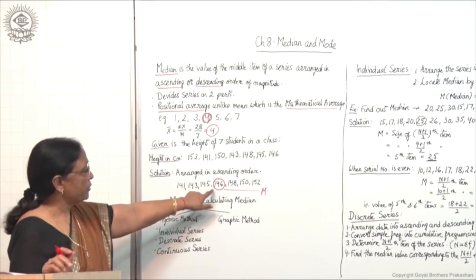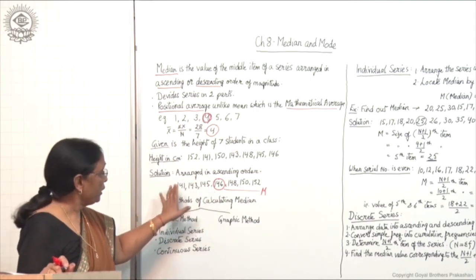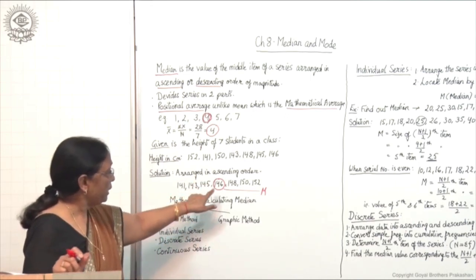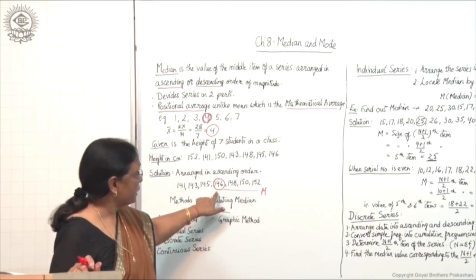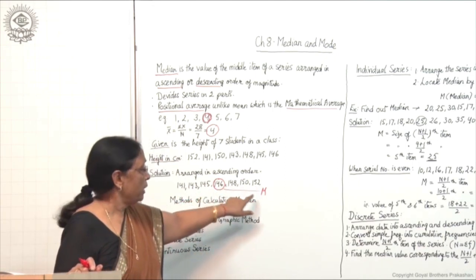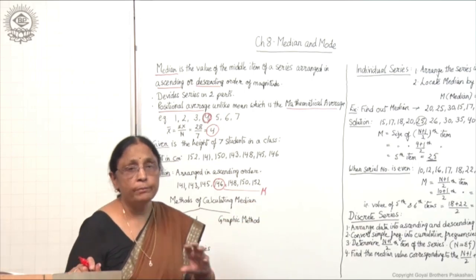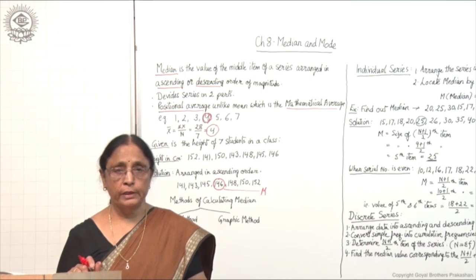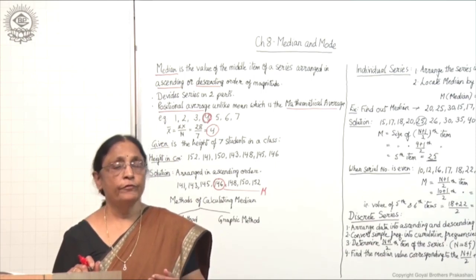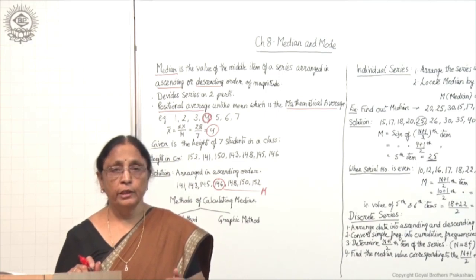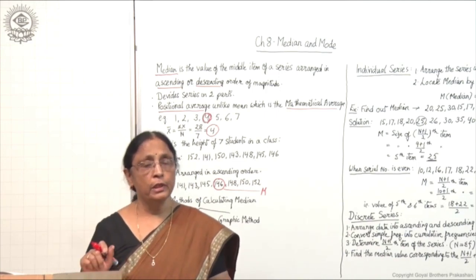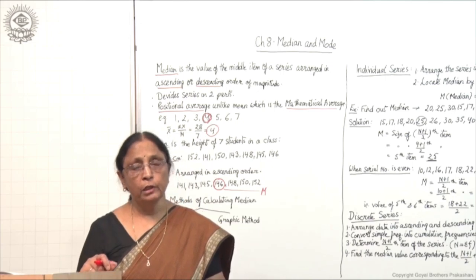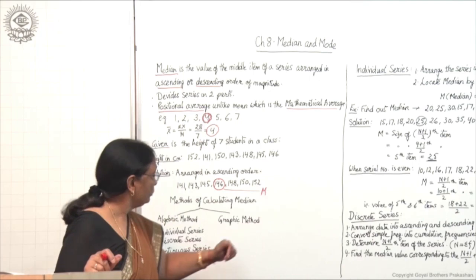right? This is the central figure, and you have arranged the data. 3 are on this side, 3 are on the other side. The central figure is 146, and this is the median. This is the simple way of calculating median by observing the series, right? But in the case of different types of series, individual, discrete and continuous series, you have to apply certain formulas to calculate median, which we will be taking up just now.